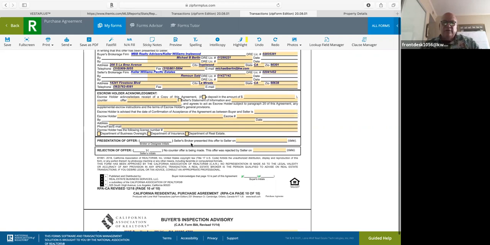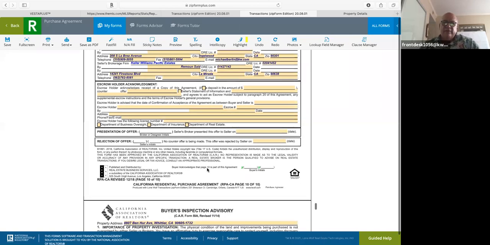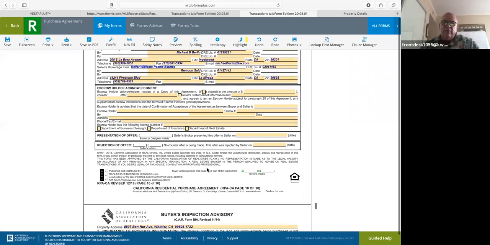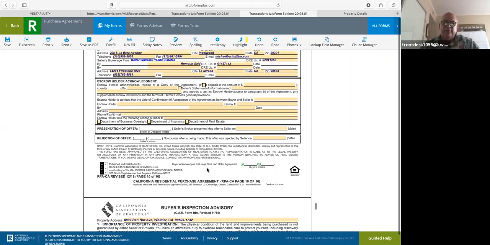So down here where it says presentation of offer, you can request that the broker from the other side initial this and date this to say that he's presented the offer on X date. We don't have a lot of agents doing that, but it is recommended, and that way you can prove to your client that your offer was presented.